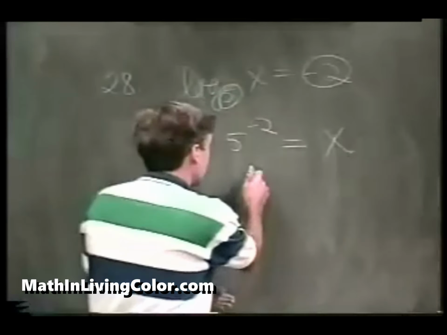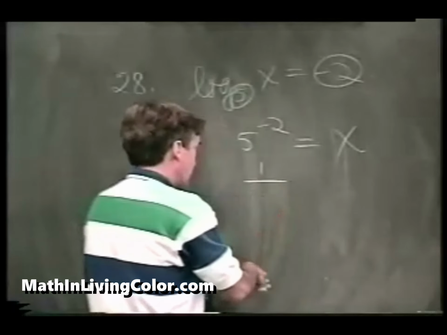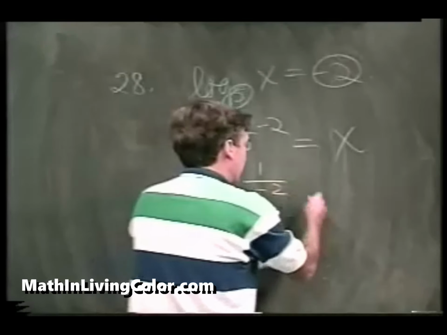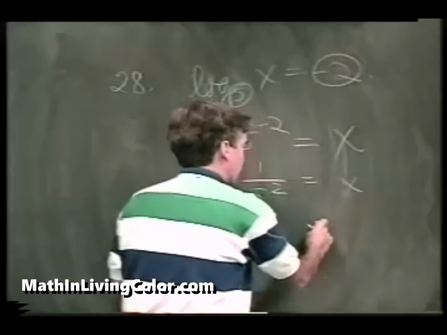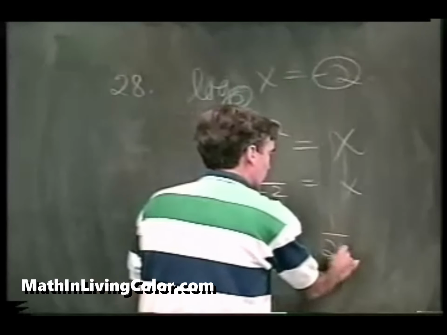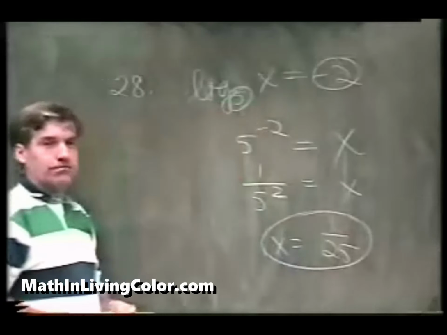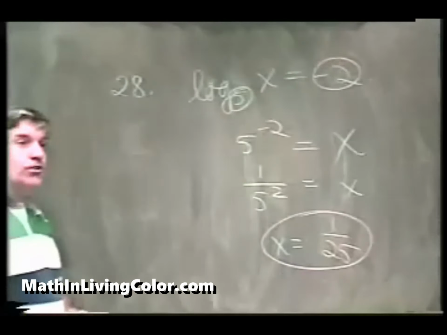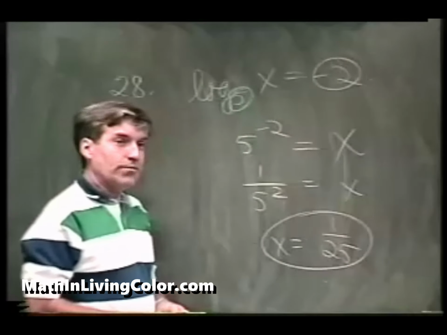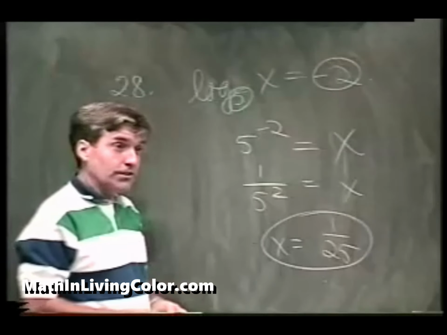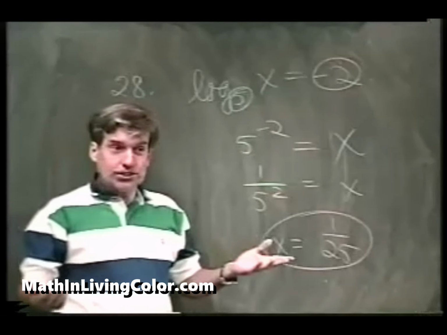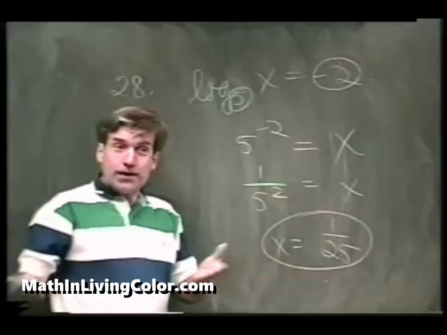Can I just go ahead and do that? 1 over 5 squared is equal to x, and therefore x equals 1/25. Could you have used your calculator on that? Would that be a good place to use a calculator? You'd have gotten a decimal, which is equivalent. So it'd be fine to use a calculator on it.